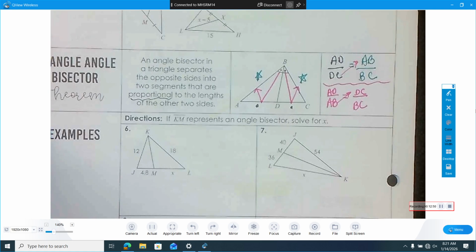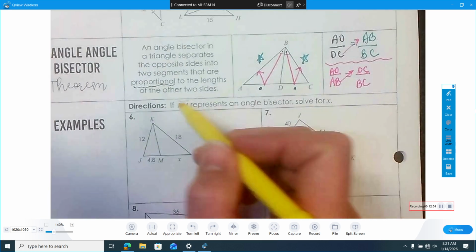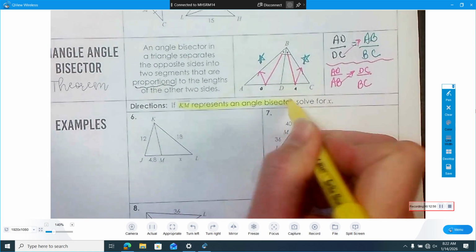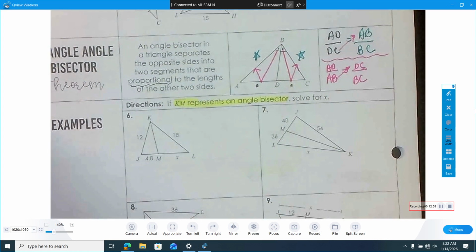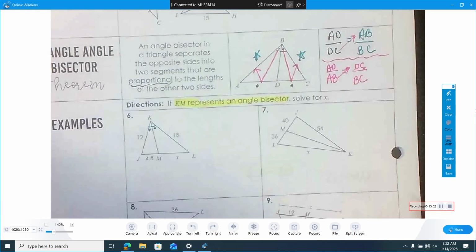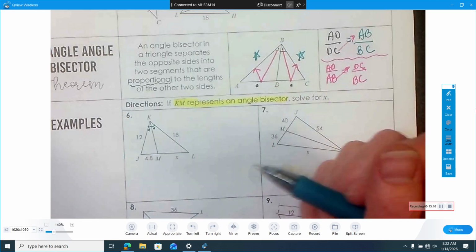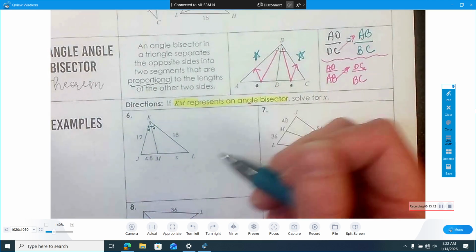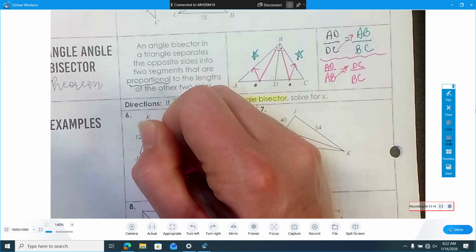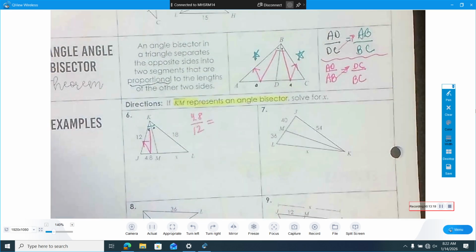There's lots of ways. So for example, first of all, really important, we read the directions. KM represents an angle bisector. So I know that I have these two angles congruent, and so I can use my angle bisector theorem. How do you guys want to set this up? 4.8 over 12. Hey, you did it my way. Sweet. So I go 4.8 over 12. 4.8 over 12 is equal to?